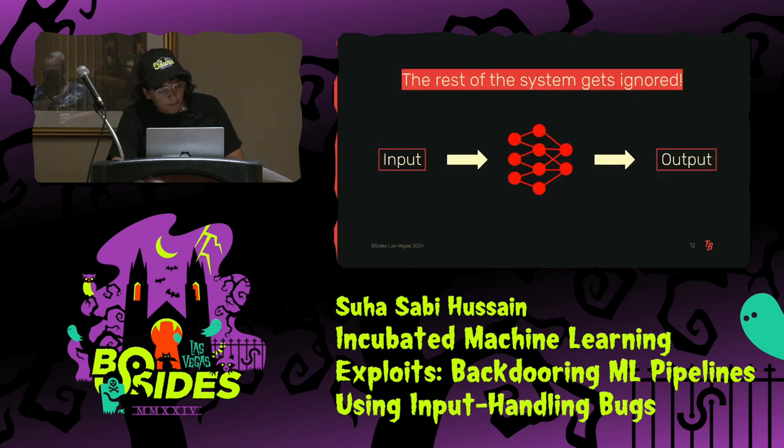So for the most part, many attacks and subsequently attack frameworks and tools restrict their analysis to this formulation. An ML model receives an input and produces an output. But this isn't an accurate representation of what an ML system actually looks like. There's so much more going on in practice.